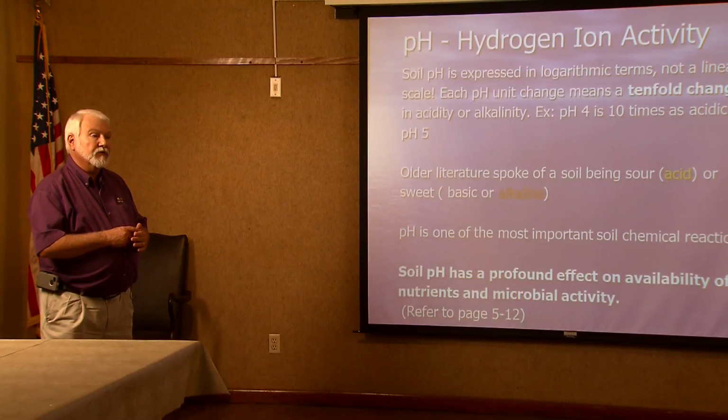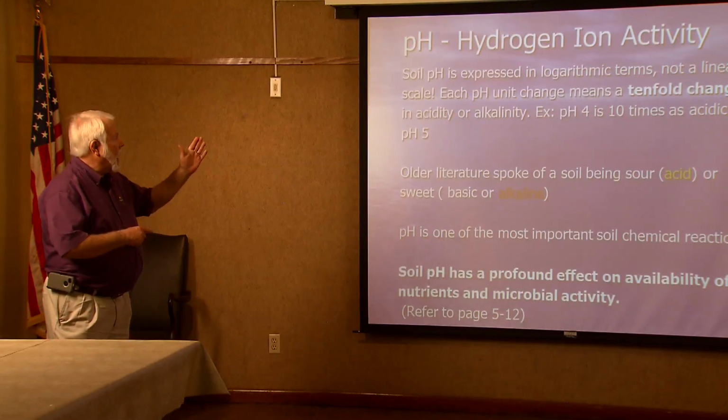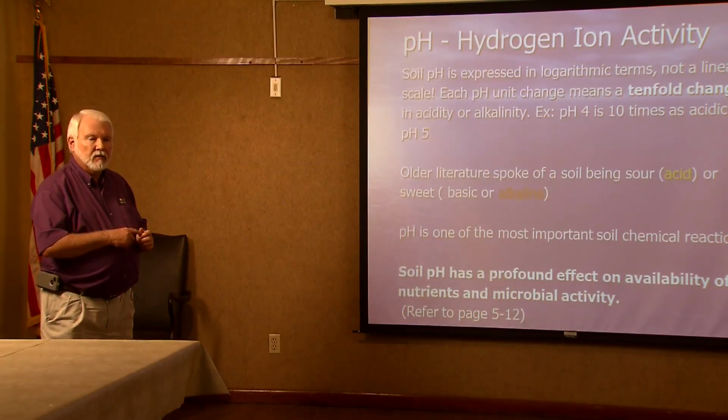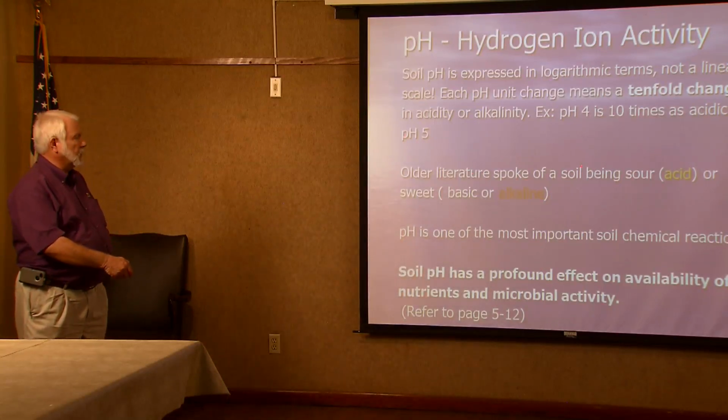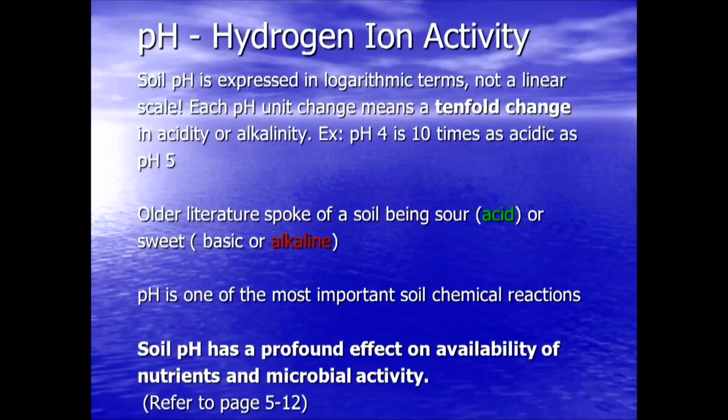So, if you have a pH of 4, it's 10 times acidic as a pH of 5. How about a pH of 4 and a pH of 6? How many more times acidic is it? 100. Multiplication.